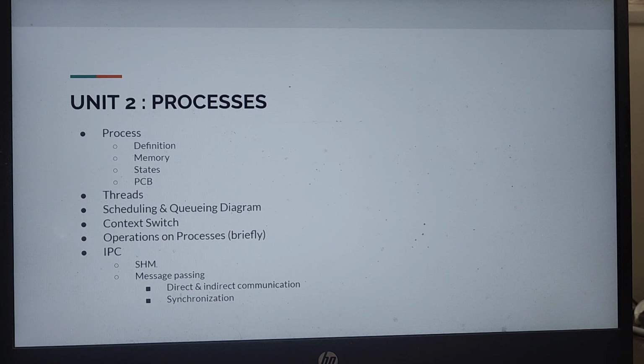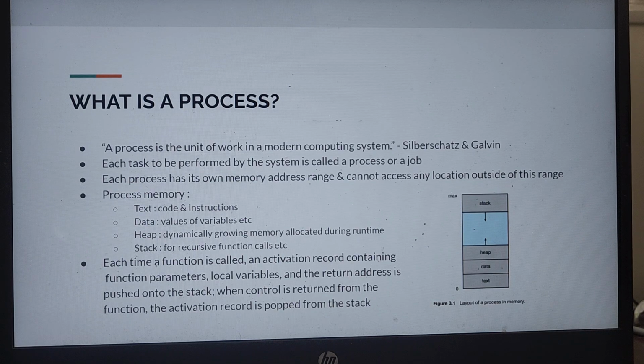We'll take a slightly closer look at scheduling of processes. We'll see an important topic called context switch, which happens in multitasking and multiprogramming when we move from one process to another. We will briefly touch upon the operations that can be performed on processes, and then we'll be spending some time looking at IPC, which is inter-process communication, one of the important functions of an operating system. So these are some of the broad topics we're going to be covering in the next few segments. Right, so we will begin by defining a process.